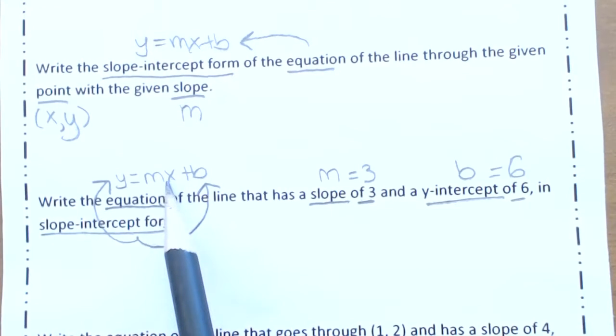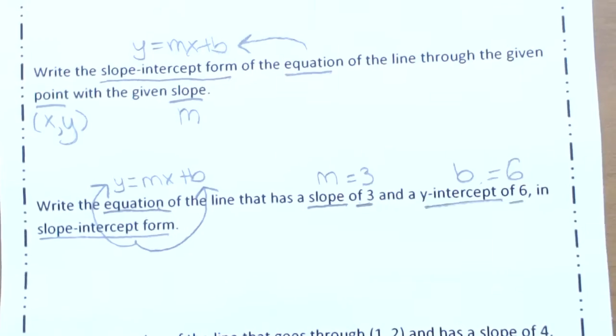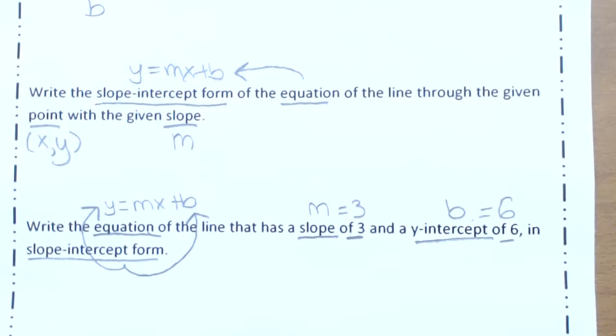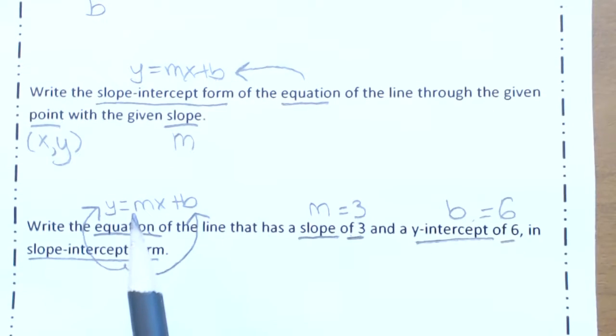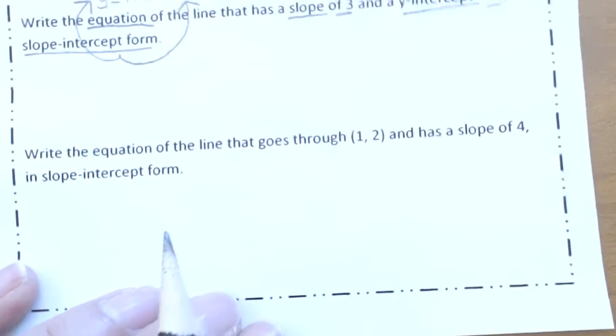So we're doing the same equation. They give us slope. They give us y-intercept. This one looks exactly like what we were given before, but however, they give us the numbers here. So we would be able to just substitute the 3 in for this m and the 6 in for this b. All right, let's go to our last set of directions.